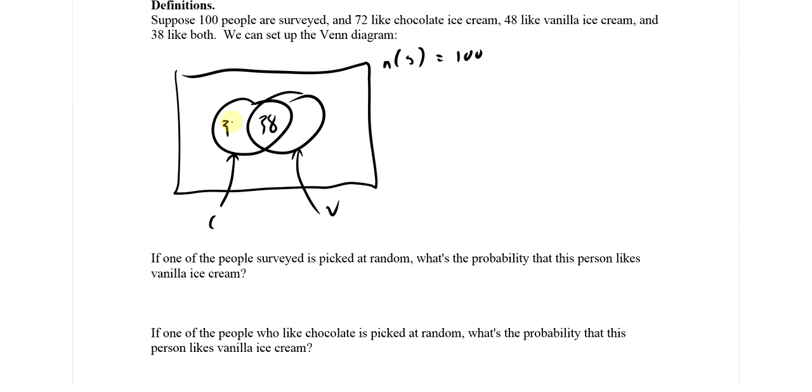34 people like chocolate but not vanilla. 10 people like vanilla but not chocolate. And 18 people don't like either one. Great, so that's the Venn diagram. If we're looking at probabilities, suppose one of these 100 people is picked at random. What's the probability that this person likes vanilla ice cream? Well, there's 48. Probability of vanilla is the number of people who like vanilla divided by the number of people in our survey. So that's 48 out of 100 equals 0.48.